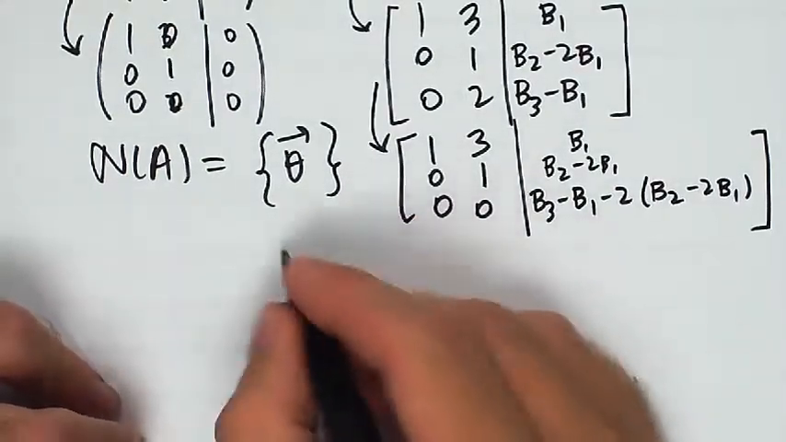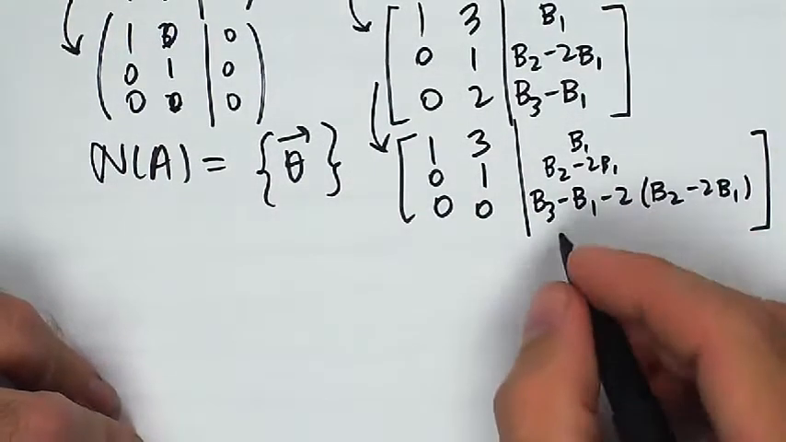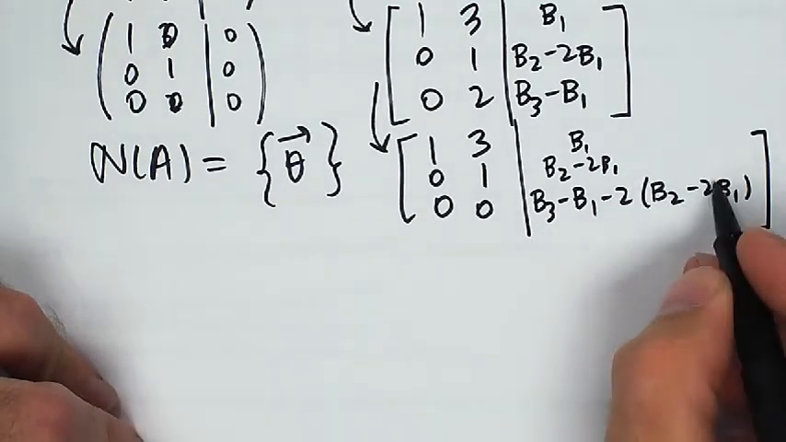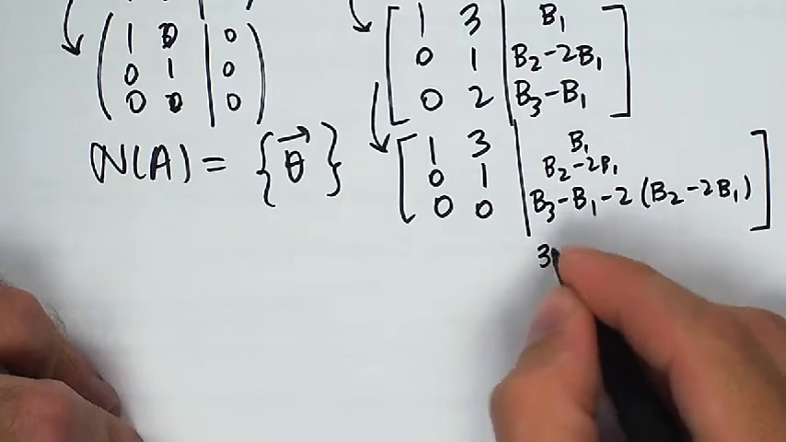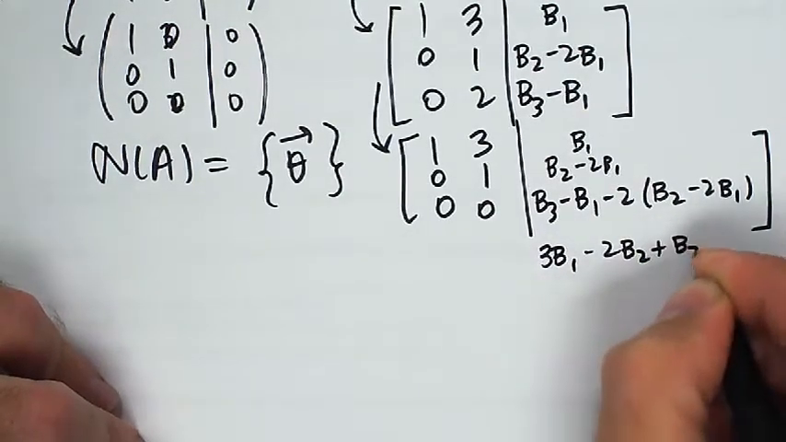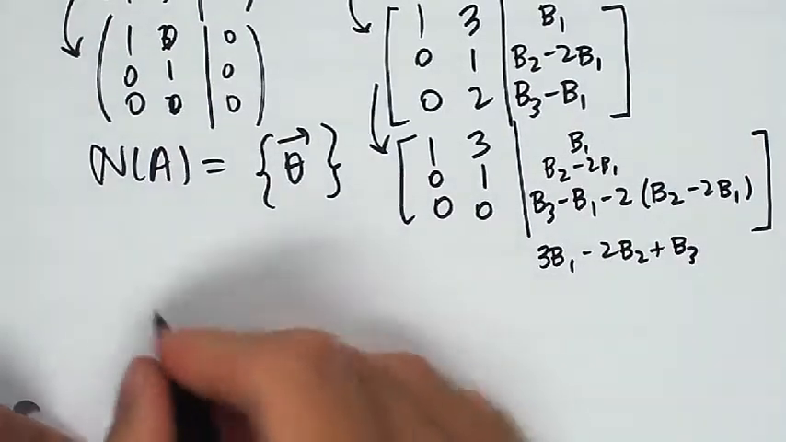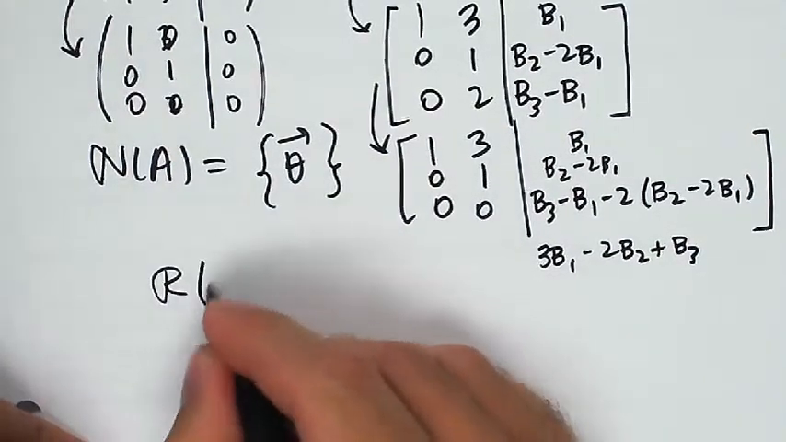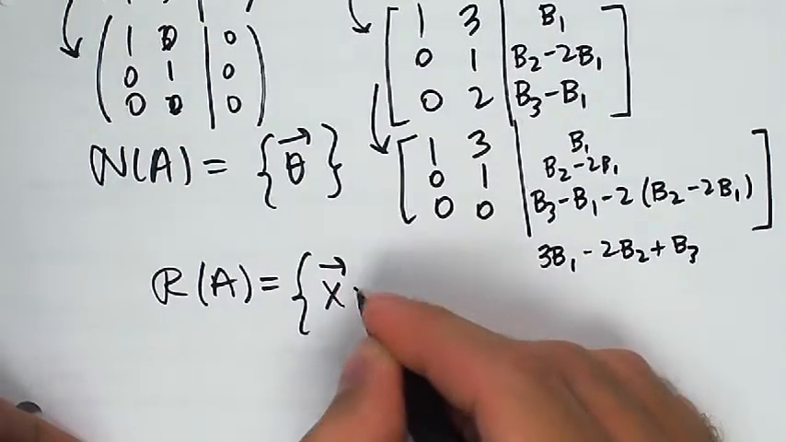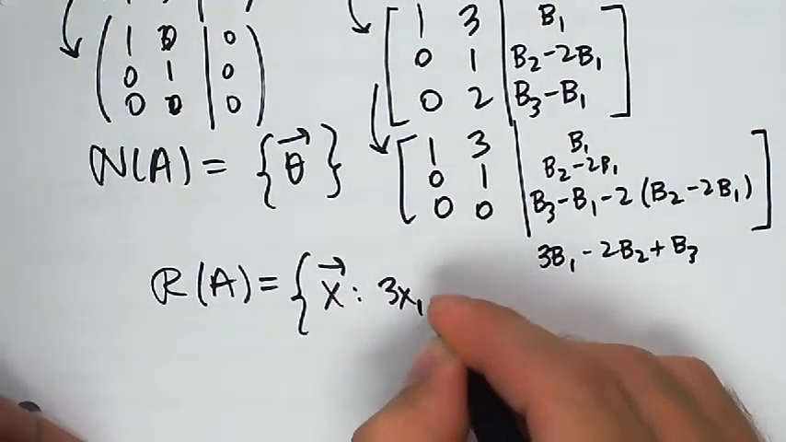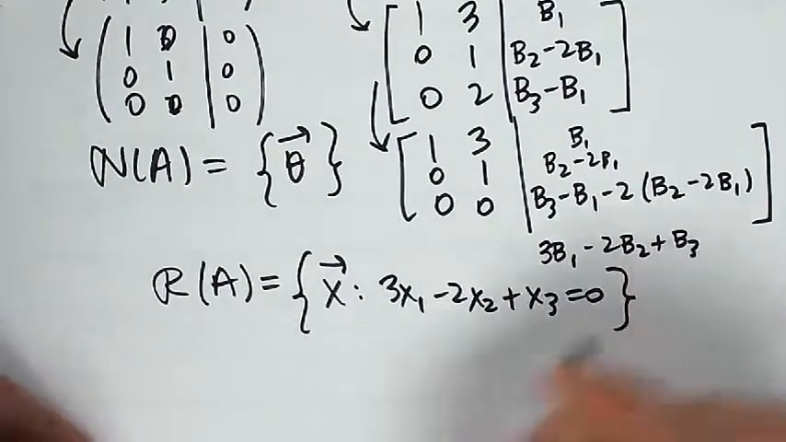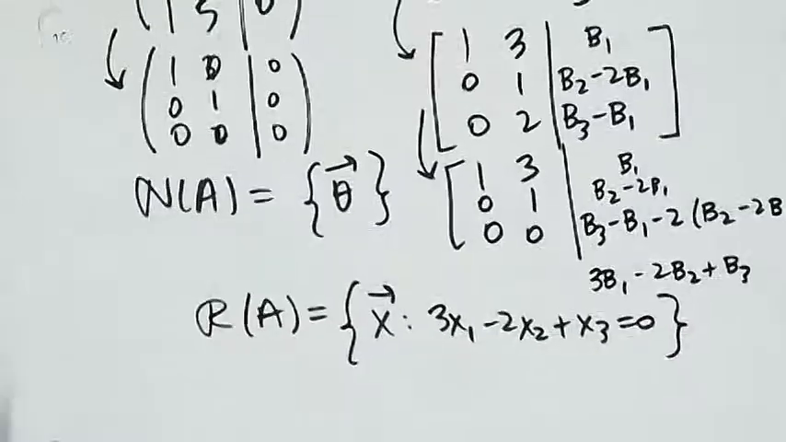Okay, so the range, and maybe I could simplify this, right? Because this is negative 2b2 plus 4b1, so it's 3b1 minus 2b2 plus b3. I know that has to equal 0, so I'm going to say the range of that matrix is equal to the set of all vectors x for which 3x1 minus 2x2 plus x3 is equal to 0. And now, finally, that is over.